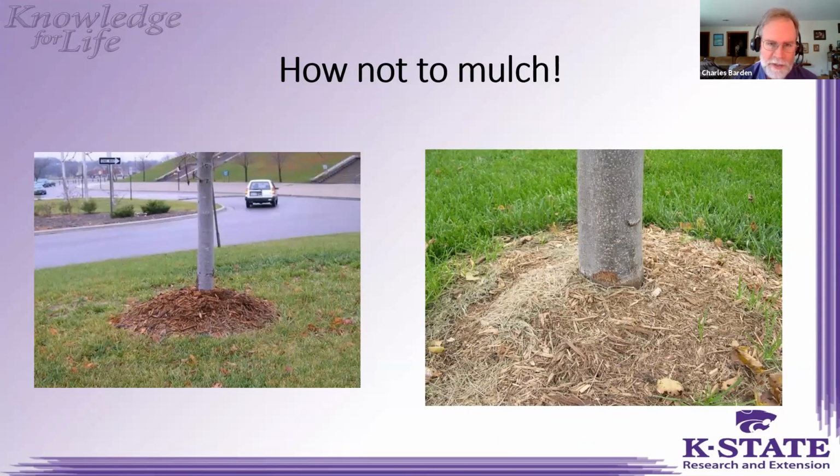Okay, a little bit about mulching, how not to mulch. This is common in the landscape, two different examples of it here. This is what we call the mountain or the volcano of mulch, where it's too thick around the base of the tree. What you want to do is not have it around the base of the tree. You want an even layer, trying to insulate the root system of the soil, not the trunk.